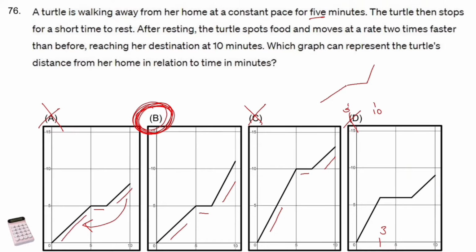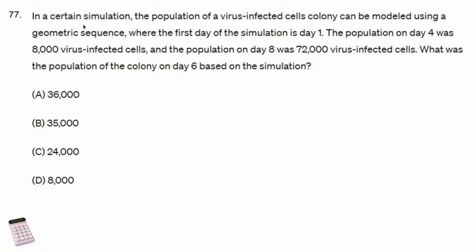So hope this helps. In a certain simulation, the population of a virus-infected cells colony, sounds like fun, can be modeled using a geometric sequence, where the first day of the simulation is day 1. That's usually the case. The population on day 4 was 8,000, all right, and the population on day 8 was 72,000 virus-infected cells. What was the population of the colony on day 6 based on the simulation?